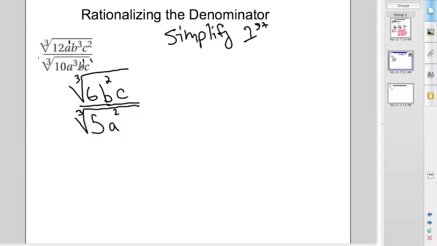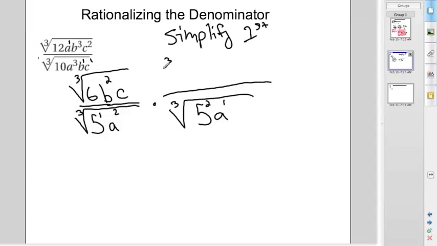Again, when you're dividing, subtract your exponents. If your exponent answer, after you subtract, is a positive number, it goes in the numerator. If it's negative, it goes in the denominator. So I know a squared is in the denominator. So now what am I going to multiply by? Noticing that my index is 3, my exponents are less than my index, so I have to multiply by the same radicand, 5a, but my exponents have to match up. So this is going to be 5 squared, a to the first. Whatever I multiply the denominator by, I also have to multiply the numerator.